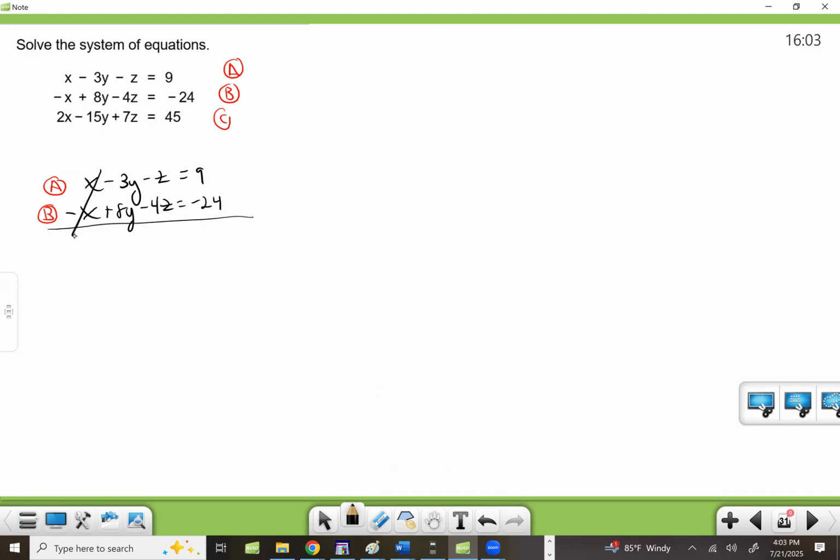So x minus x is 0, so it's gone. Negative 3 plus 8, that's going to make that 5. And negative 1 take away 4 is negative 5. And 9 minus 24 is negative 15.